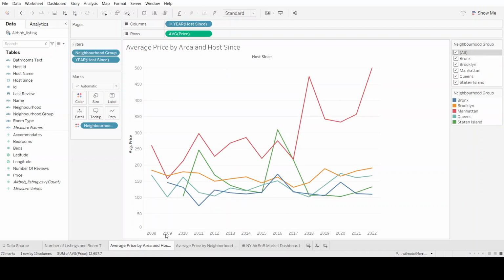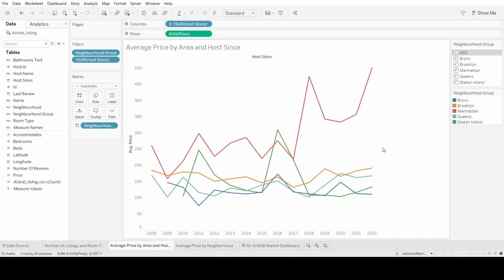So moving forward, I wanted to look at price by area, average price of a listing. But I also included the host since data point. So this is not a measure of a listing's average price over the years. It's a host's average price based on when they joined the Airbnb platform. As you can see, it's actually fairly consistent over the years, which is a little bit surprising to me. I thought there would be a little bit more variation, and there is quite a bit, but for the most part, most areas are consistent.